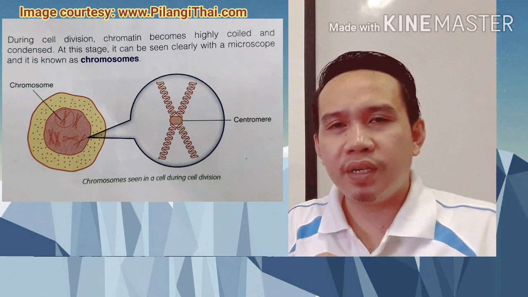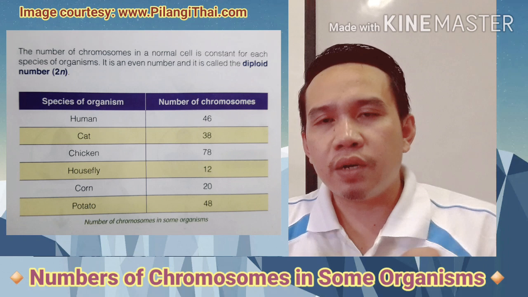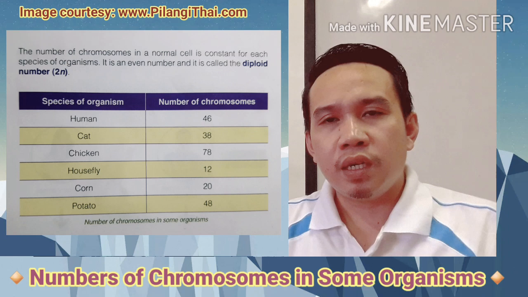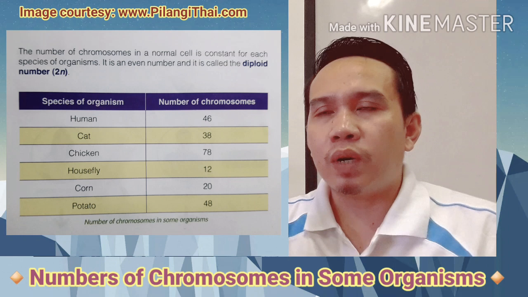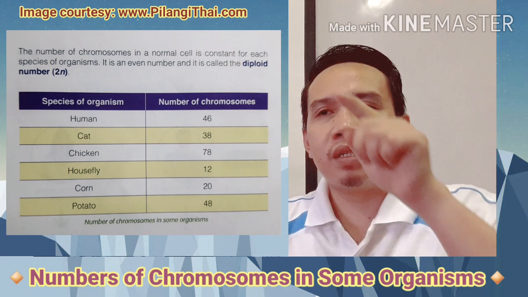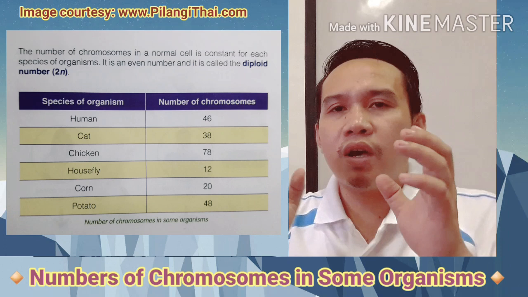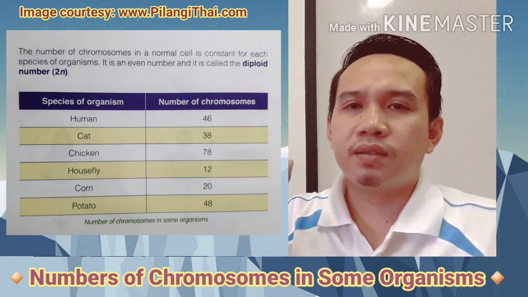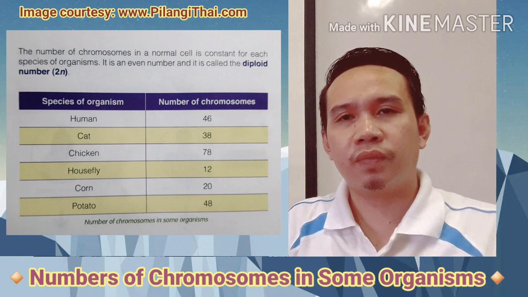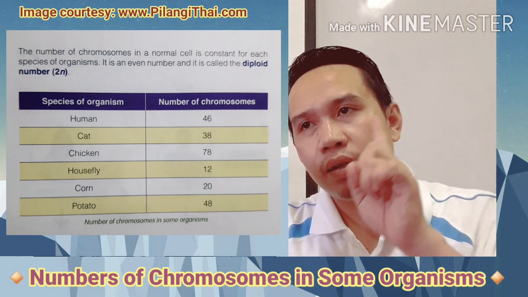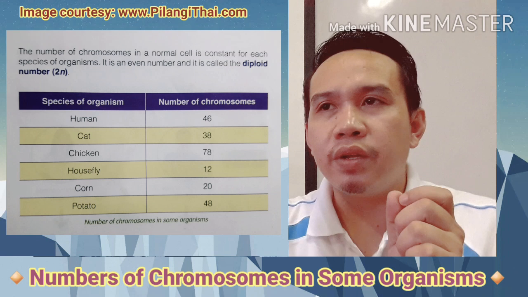Now, what is the number of chromosomes in a normal cell? There is a constant number of chromosomes in one particular organism. It is an even number, that is what we call the diploid number, or 2n. What are those organisms? So we are going to specify those: human, cat, chicken, housefly, corn, potato. So these involve human, plant, and animal organisms or species. And what about the number of chromosomes? Okay, so let's talk about it one by one.